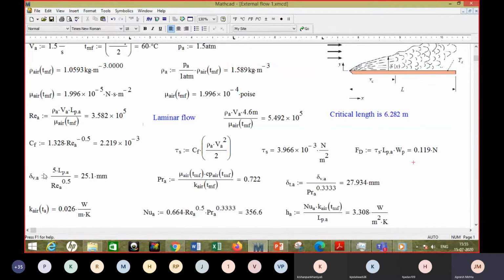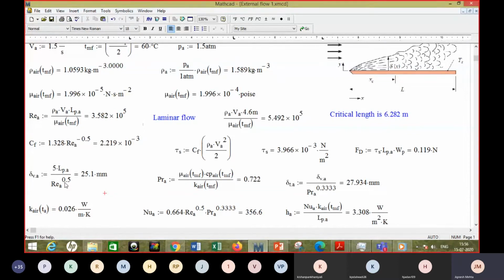So here, as per Blasius's solution, the thickness of the boundary layer, the velocity boundary layer, the hydrodynamic boundary layer, is found, and it is given by the formula for delta at L. So this is the thickness at the end of the plate, at 3 meters length. What is it? That's the highest thickness, right?